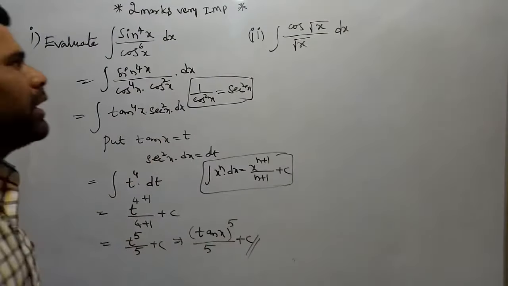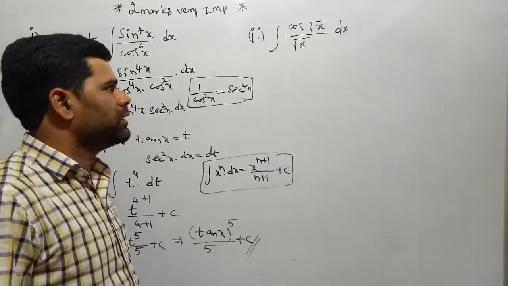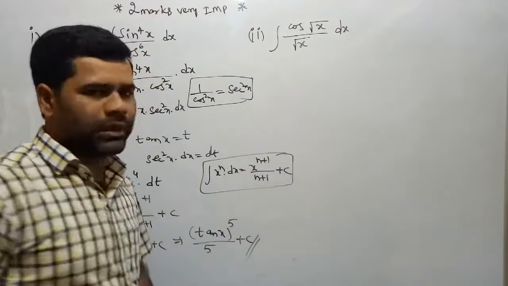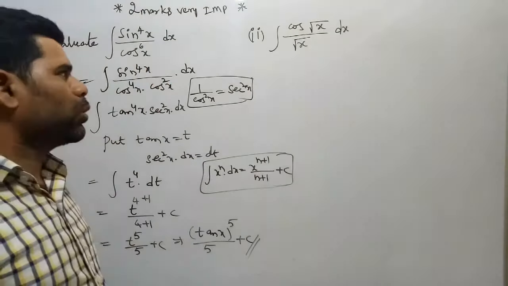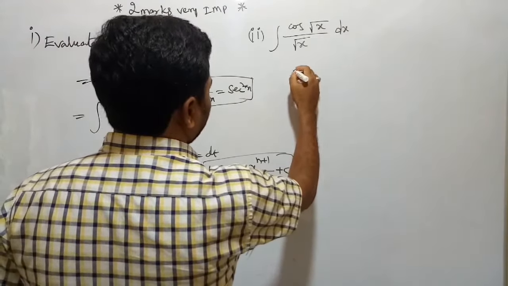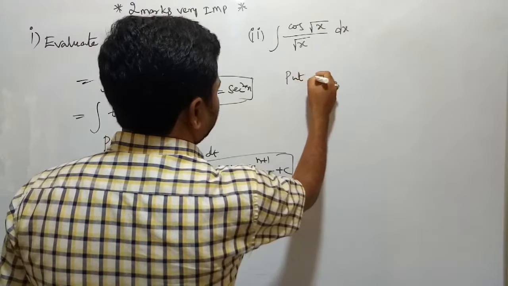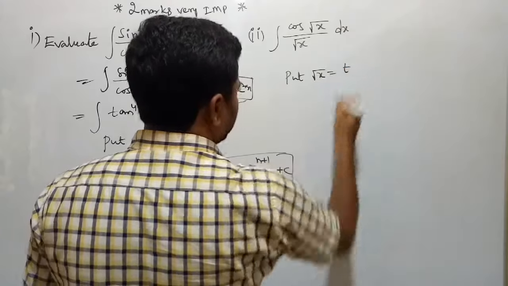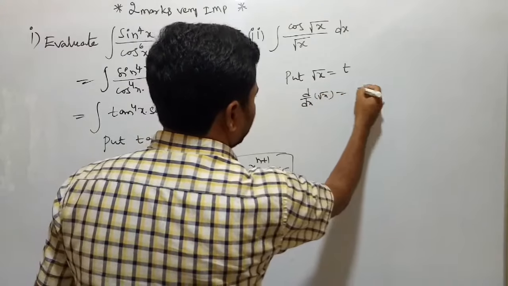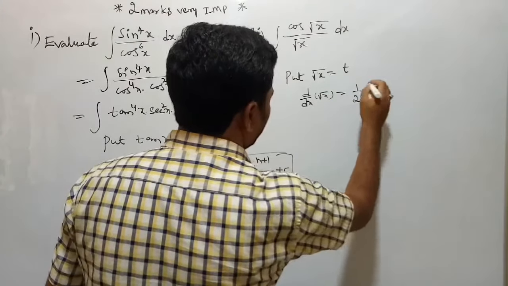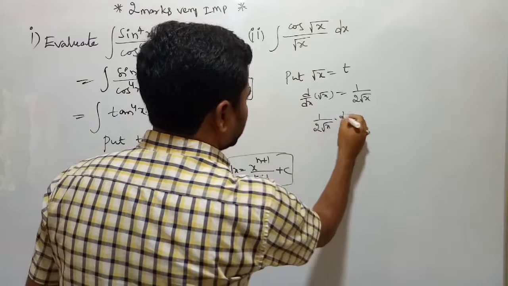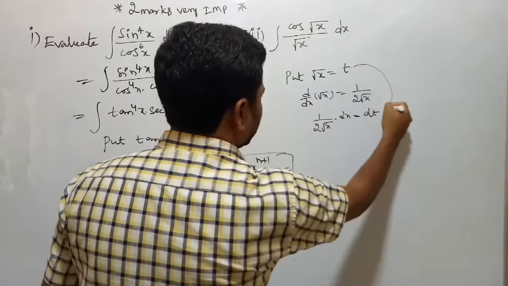Now second one, integral cos root x by root x into dx. Now put root x is equal to t. d by dx of root x is equal to 1 by 2 root x. So it becomes 1 by 2 root x into dx is equal to dt.